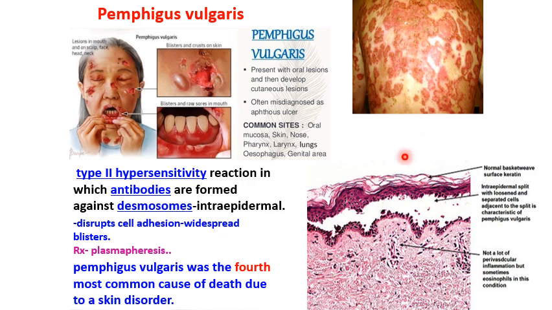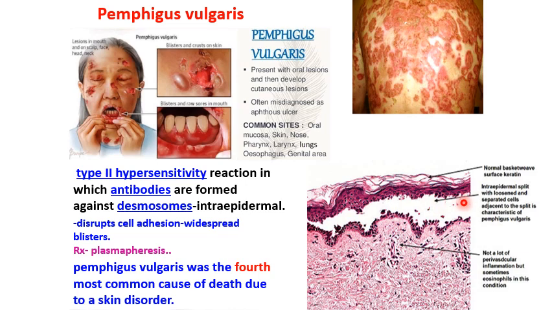area. So it starts with the oral lesions, where it is often mistaken for an aphthous ulcer. That's where the differential diagnosis comes, which you will learn in your successive years of MBBS. So that's how plenty of these ulcers are formed in the mouth in pemphigus vulgaris, and this can affect all mucosa, skin, nose, pharynx, larynx, lungs, genital area, wherever the mucosa is, where the cells are having desmosomes.